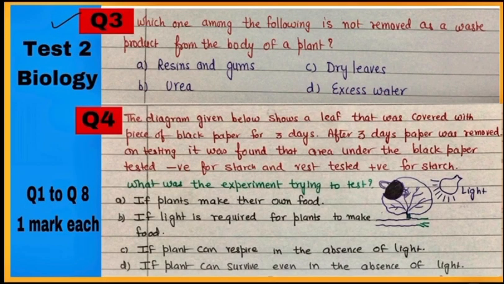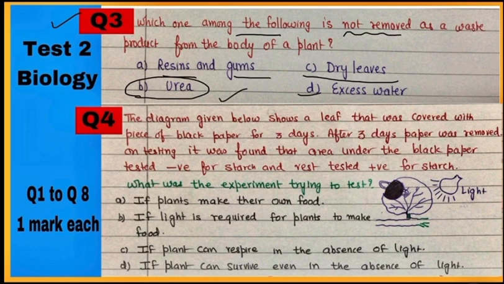Question 3. Which one among the following is not removed as a waste product from the body of a plant? Waste products in plants are stored as resins and gums, especially in old xylem. Waste products may be stored in leaves, so dry leaves also may contain some waste product of the plant. And plants remove excess water from the surface by the process called transpiration. But plants do not remove urea. So the correct choice is B.